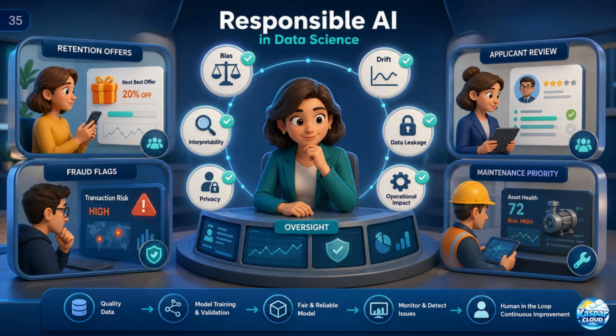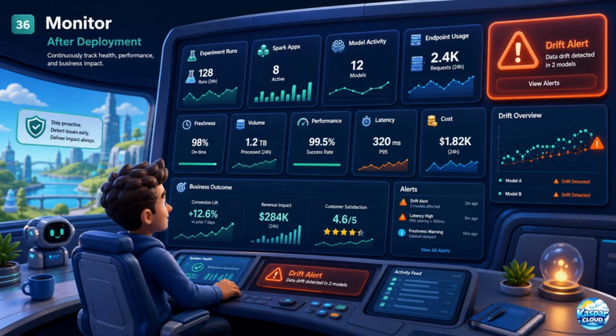Fabric provides tools that support tracking, governance, and monitoring, but responsible AI still requires human oversight, documentation, validation, and clear business accountability. Monitoring is essential after deployment. A model that performs well during training can degrade in production because customer behavior changes, economic conditions shift, product offerings evolve, or source systems are modified.